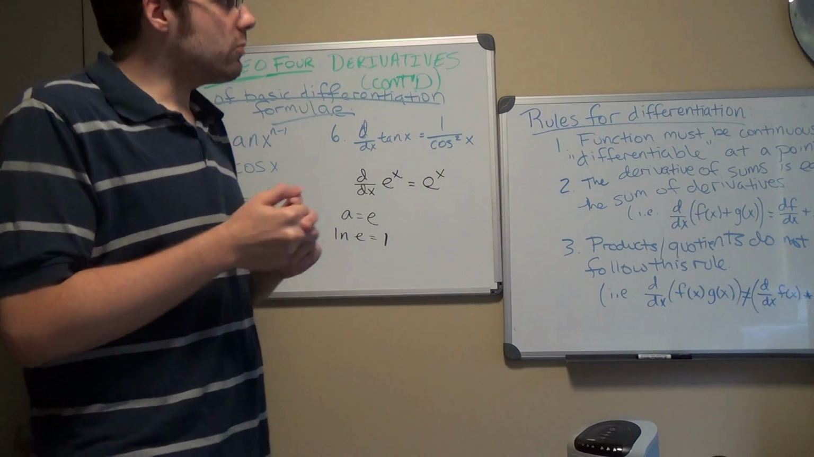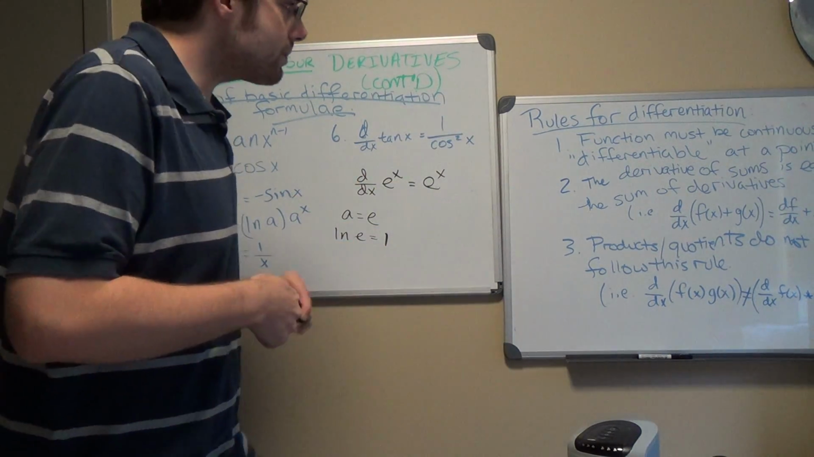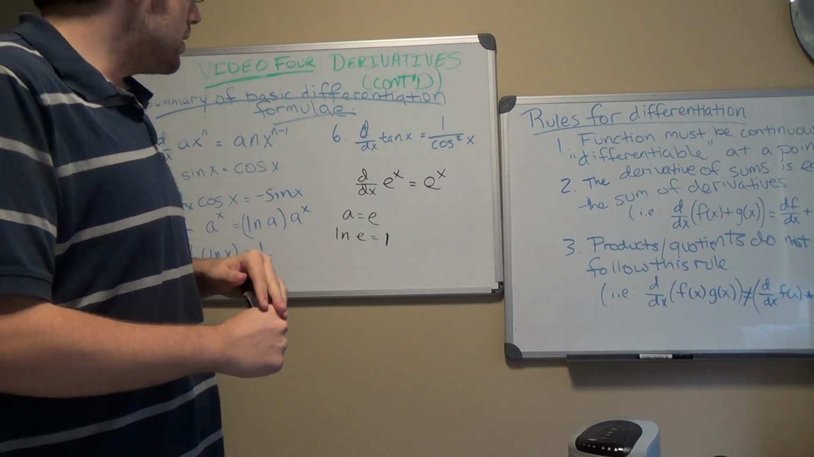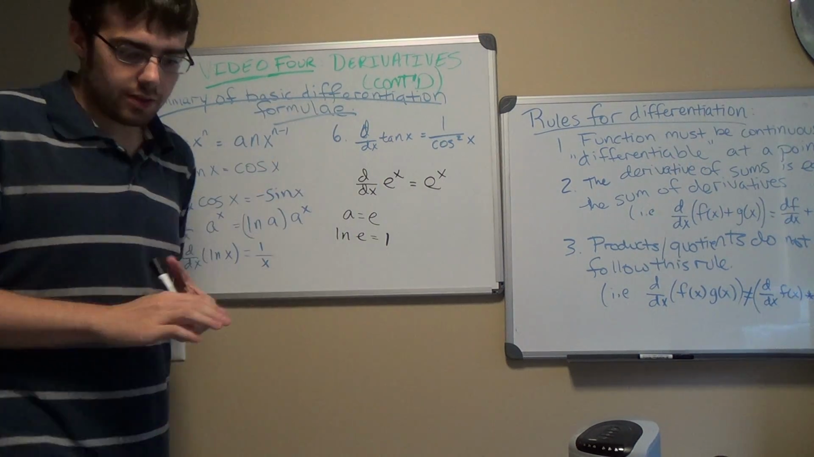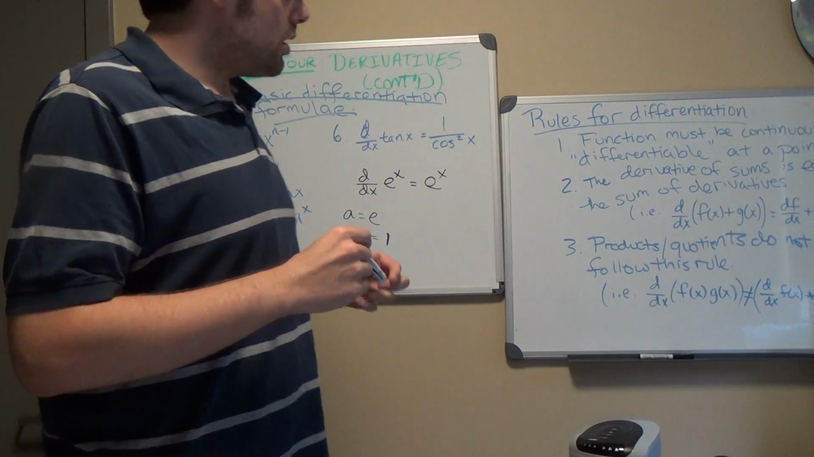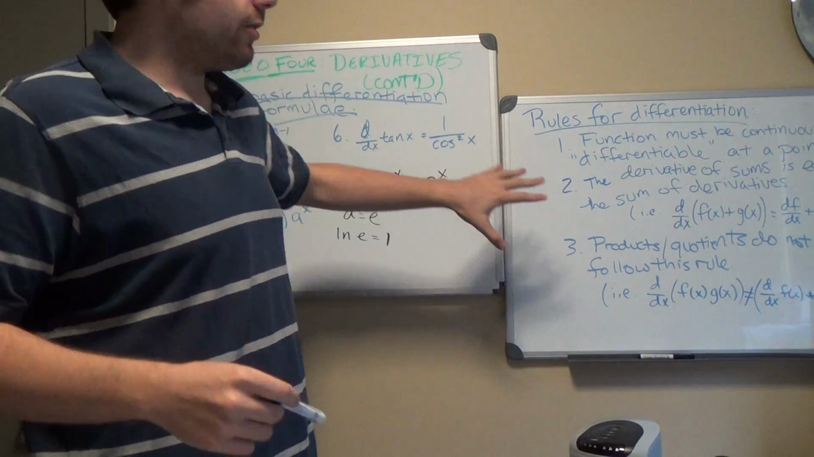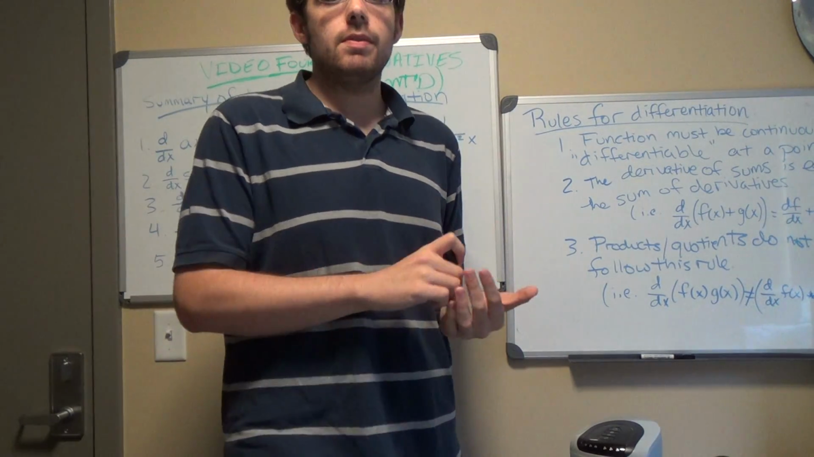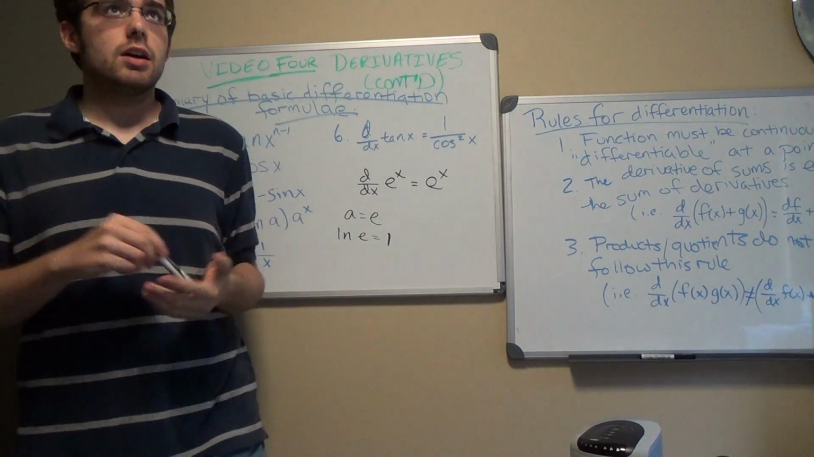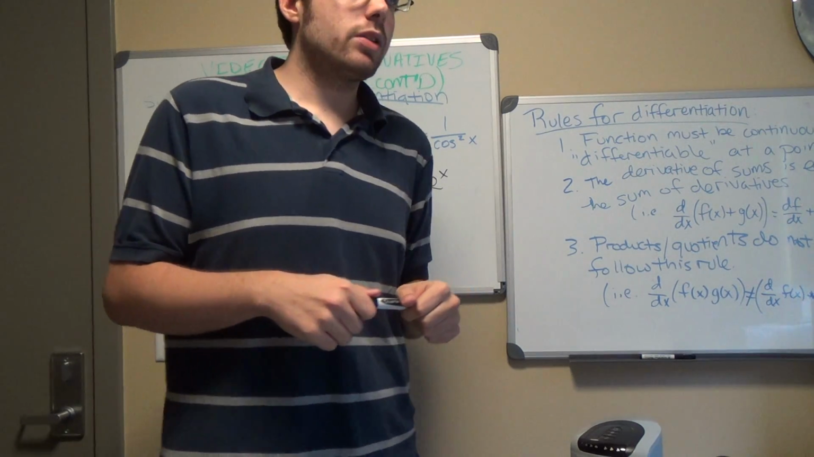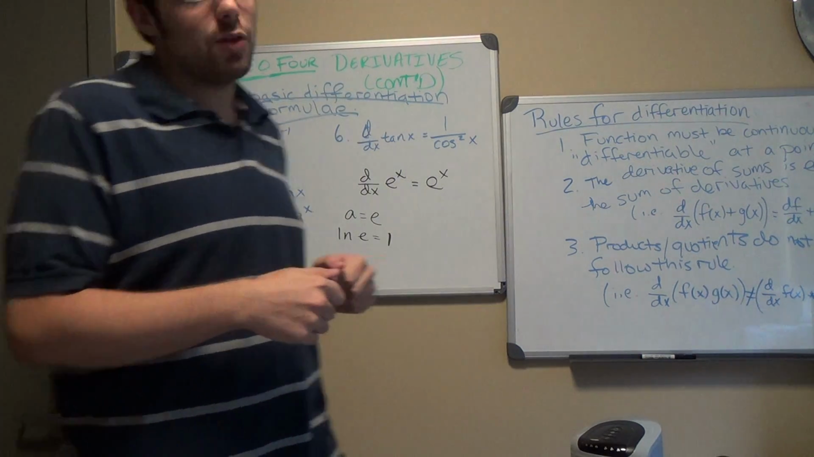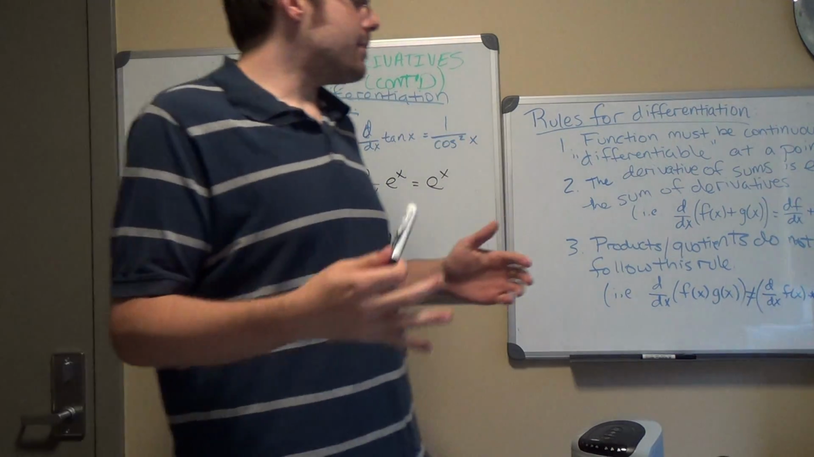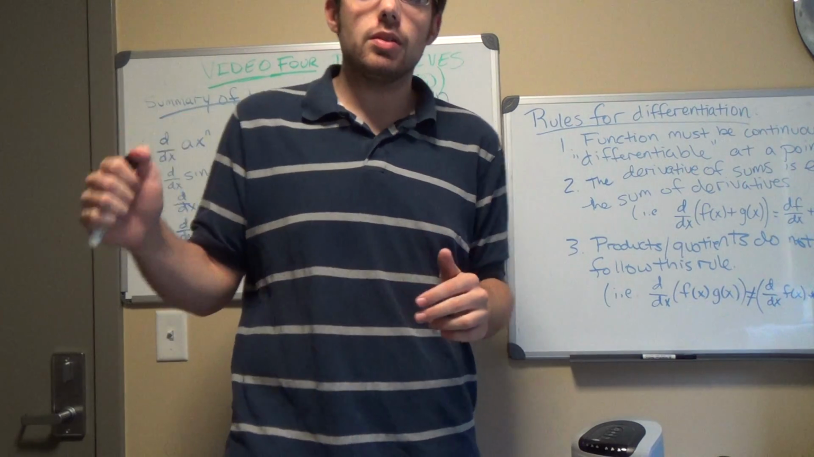So some rules for differentiation. Okay, so these will be used for a few samples later on. So the rules for differentiation, the first rule is that the function must be continuous. So a rule that's generally taught in calculus courses is differentiability implies continuity. So it has to be continuous to be differentiable at a point.